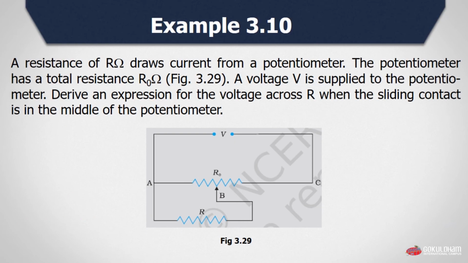Now we will look at example 3.10, according to which a resistance of R ohm draws current from a potentiometer. The potentiometer has total resistance R0 ohm as shown in figure 3.29. A voltage V is supplied to the potentiometer. We have to derive an expression for the voltage across R when the sliding contact is in the middle of the potentiometer. So let's look at our solution.